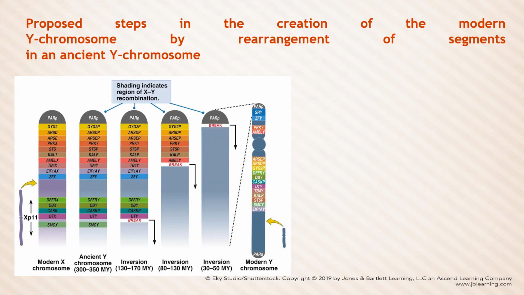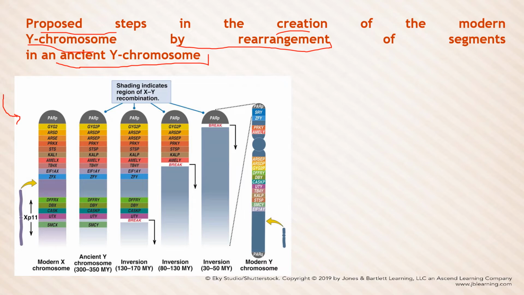Now that we know the basic information to understand the evolution of the X and Y chromosome, I'm going to give you a more detailed story. In this schematic of your textbook, which is very simple, they gave us a lot of information. Here you can find the proposed steps that scientists imagine for the creation of the mammalian Y chromosome. How did it happen? By chromosomal rearrangement, from an ancient Y chromosome.